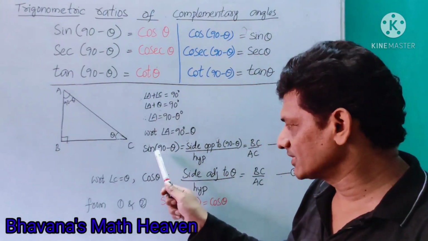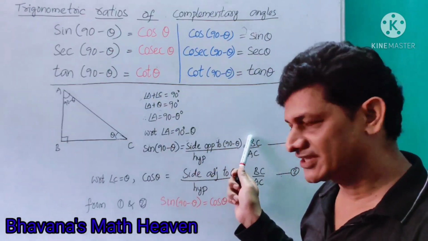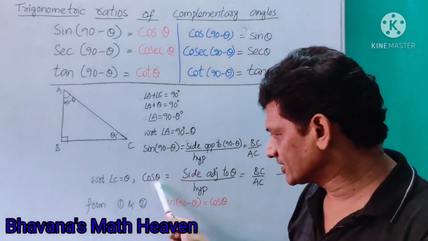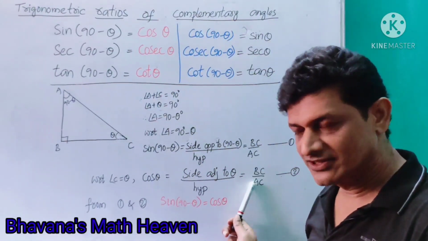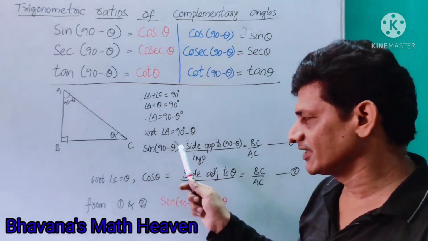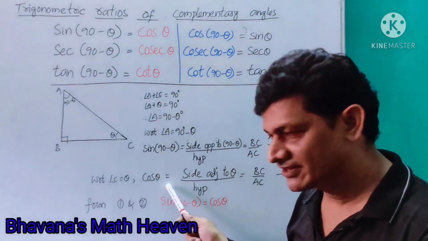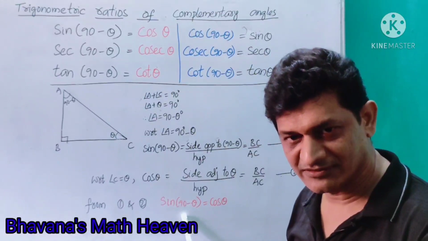Now check these two results. Sine of 90 minus theta is BC by AC and cos theta is also BC by AC. So from these two we can observe that sine 90 minus theta is equal to cos theta. Got it?